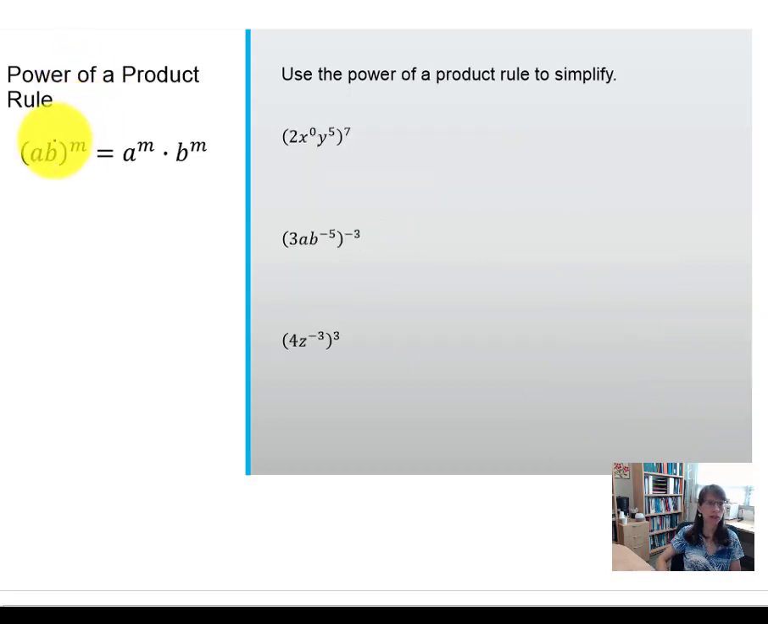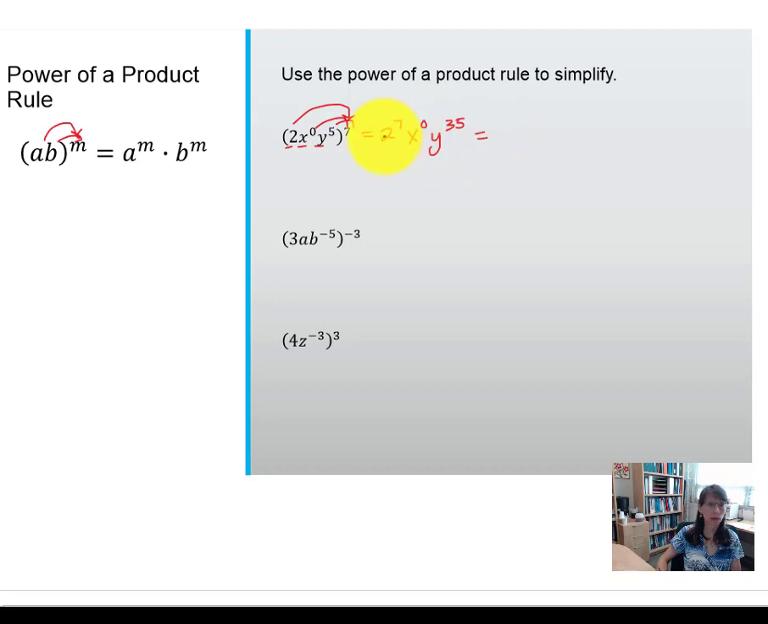With the power of a product, we have more than one base being raised to a power. So each base individually is raised to the power. In our first example, we have a base of 2, base of x, base of y. So don't forget that the numerical coefficient also has to be raised to the power. So we would have 2 to the 7th. x to the 0 times 7 is still 0. And then y to the 5 times 7 would make 35.